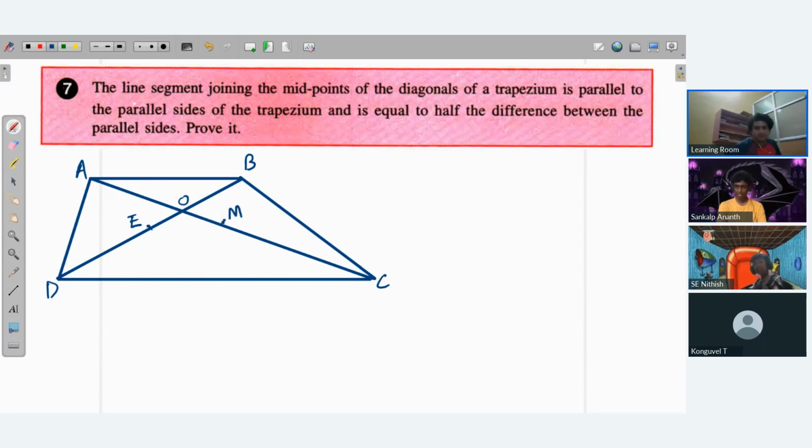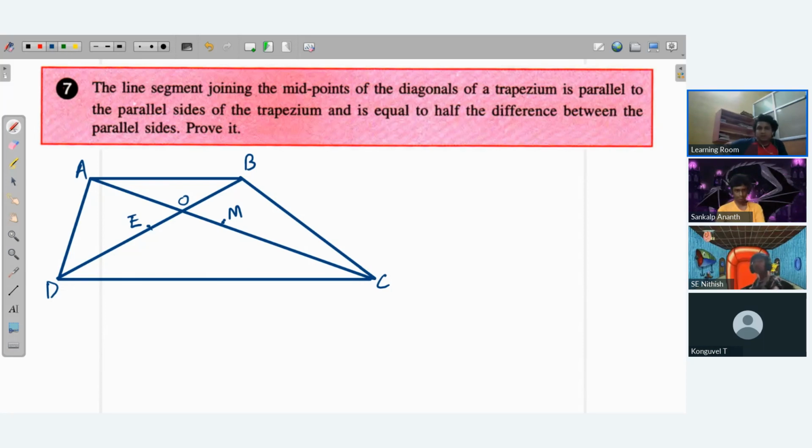Even if you draw different trapeziums with a scale, you will find that the intersection point of the diagonals of a trapezium and the midpoints of both diagonals do not necessarily coincide. They don't coincide. Okay.